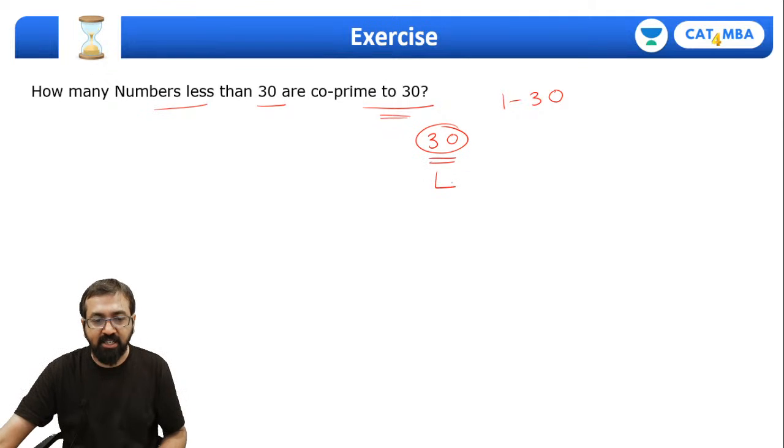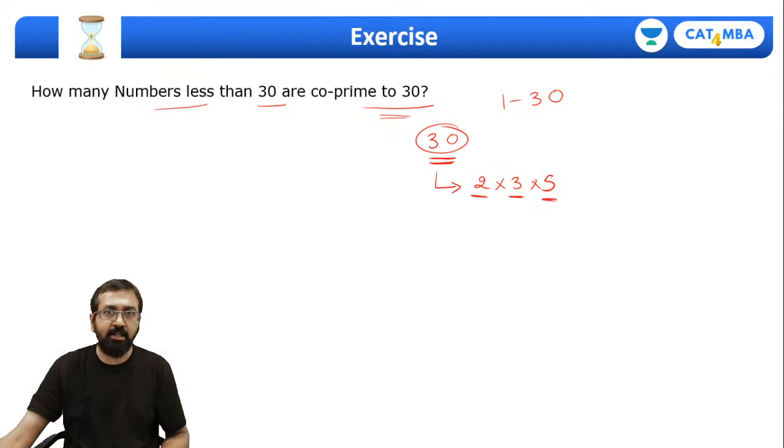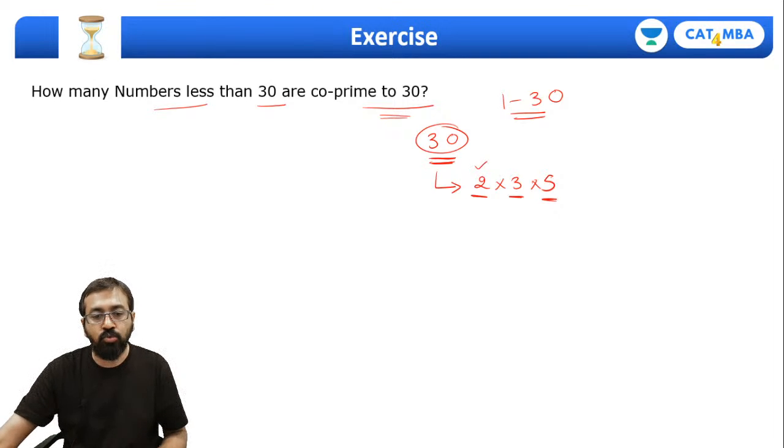So let me prime factorize 30. What is 30? It's 2 into 3 into 5, correct? Means this number 30 has 2 in that, 3 in that and 5 in that, correct? So from 1 to 30, I can't take any number which has 2 in that or 3 in that or 5 in that. That means I need to exclude all the even numbers.